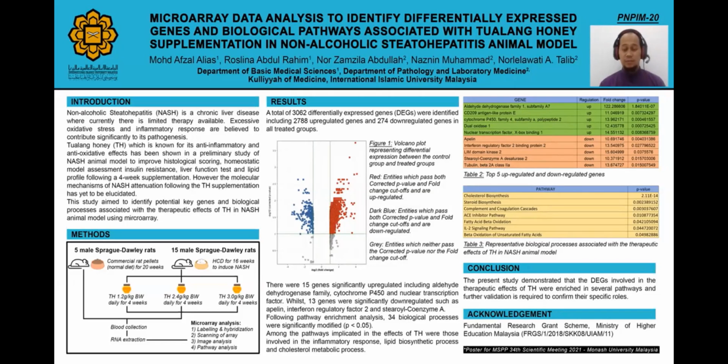As we can see from the volcano plot here, the red indicates the upregulated genes and the blue indicates the downregulated genes. From these genes, 15 were significantly upregulated, including aldehyde dehydrogenase family, cytochrome P450, and nuclear transcription factor, whilst 13 genes were significantly downregulated, such as apelin, interferon regulatory factor 2, and sterol coenzyme A. Following pathway enrichment analysis, we found 34 biological processes that were significantly modified.